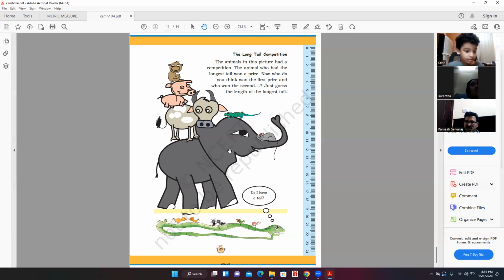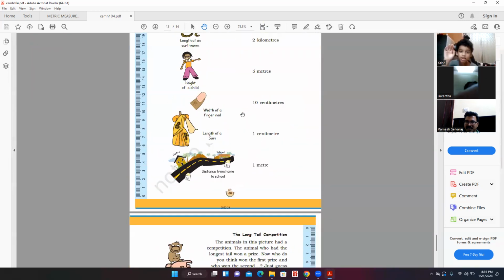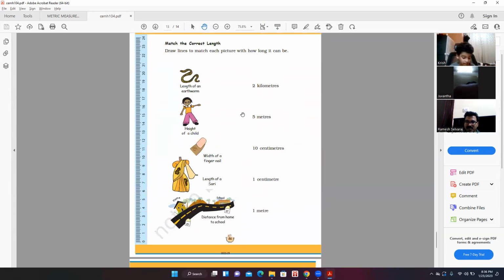So the animals in this picture had a competition. The animal who had the longest. Daddy, mouse is second also. Okay. Elephant is the last. Monkey. Okay. Monkey, I already told you. Monkey will also have a very long tail. Okay. So how would you measure it? You have to take one measure. Daddy, I already told monkey.